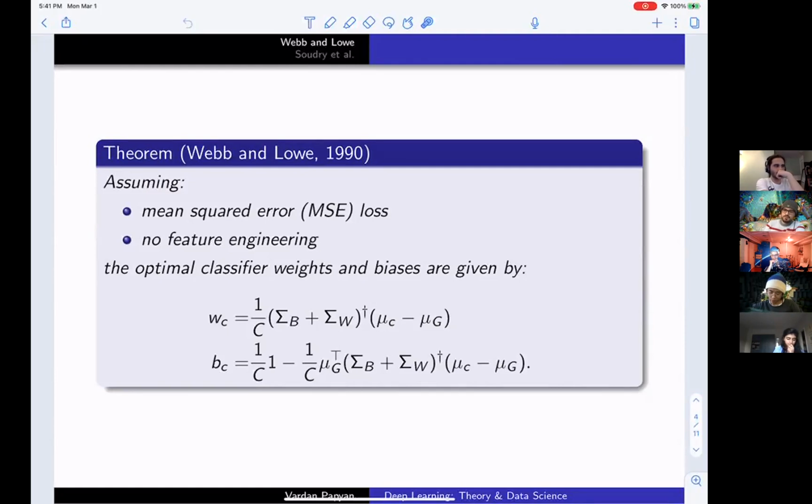So one thing you could do is, if you remember, one of the properties of neural collapse. In this case, Webb and Lowe are assuming that there is no feature engineering, right? Now, if there is no feature engineering, it means that the features h_ic are fixed. So what would be a reasonable place to fix h_ic? If you were to choose h_ic to be equal to something, what would you choose them to be?